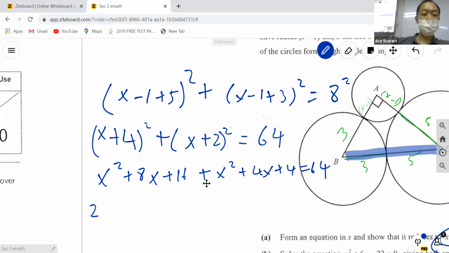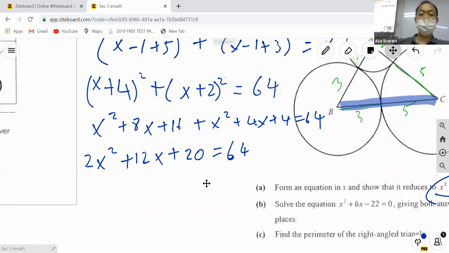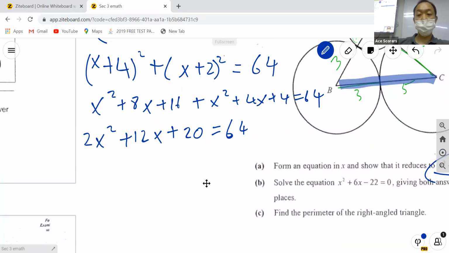Okay, combine them, we get 2x squared plus 8 plus 4 is plus 12 plus 20 equals to 64. Then bring the 64 over.